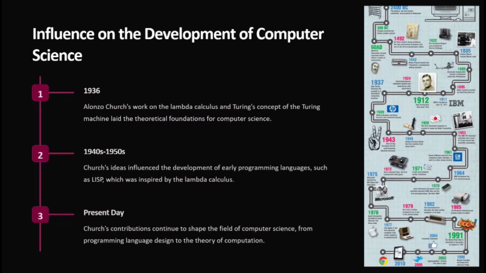Also, Alonzo Church's influence extended far beyond his own lifetime. His work laid the groundwork for the development of computer science as a discipline. Concepts like lambda calculus and the Church-Turing thesis are integral to our understanding of computation.